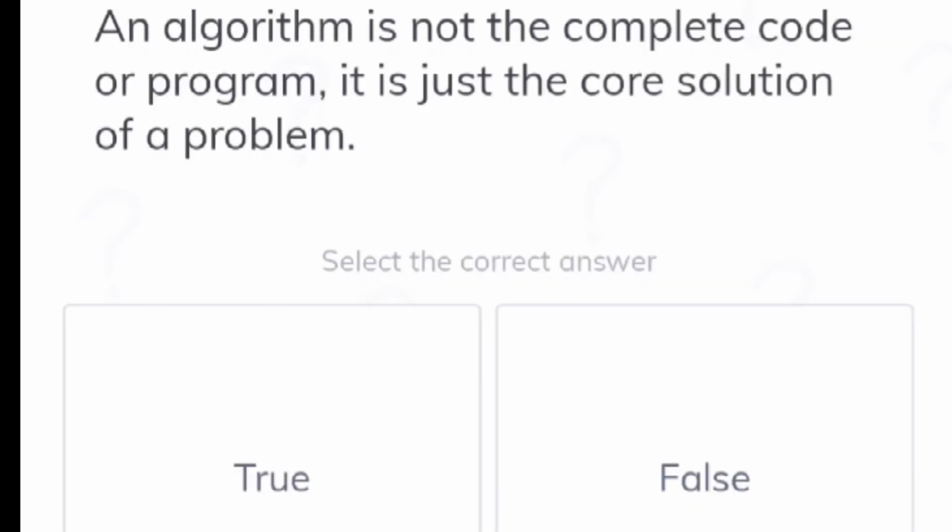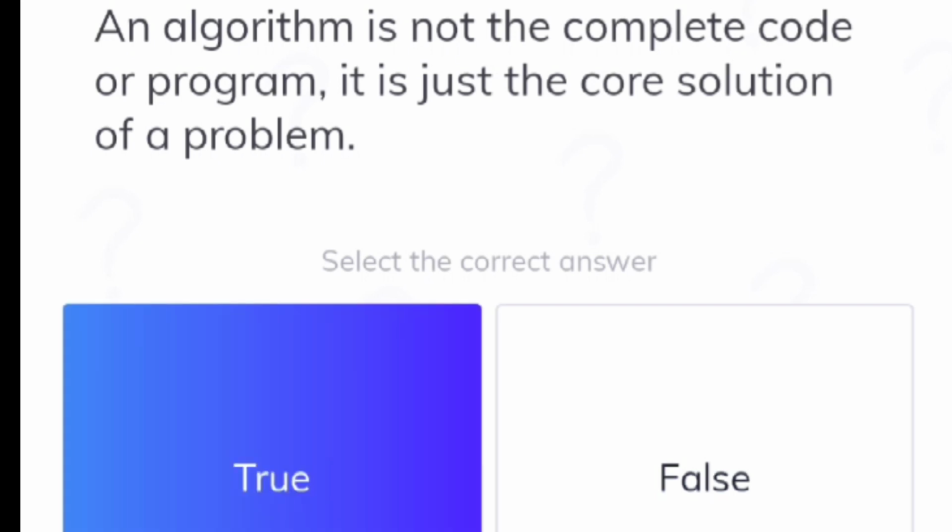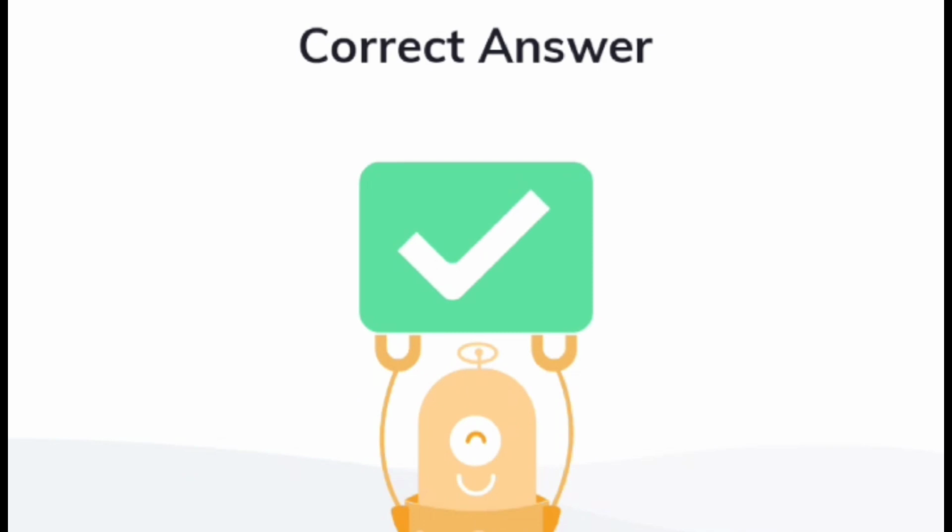Now here is the question. An algorithm is not the complete code or program. It is just the core solution of a problem. Select the correct answer, true or false. So this is absolutely true. Check the result. Yeah, correct.